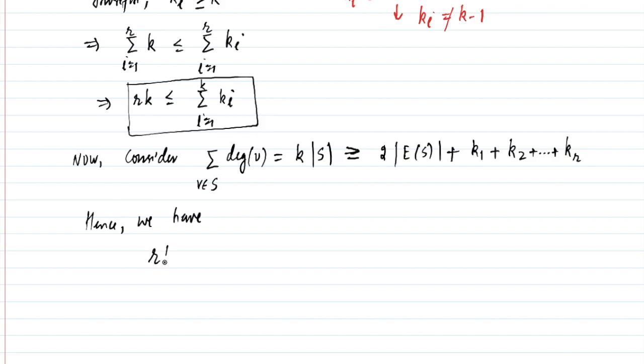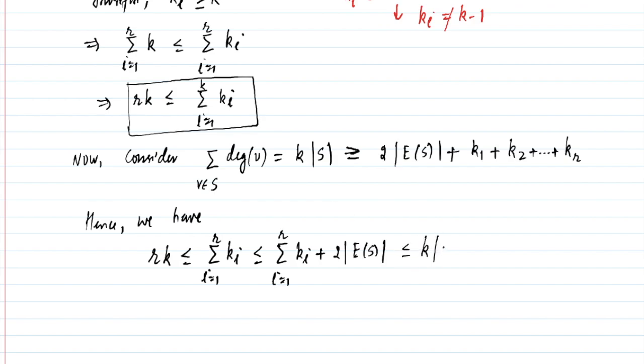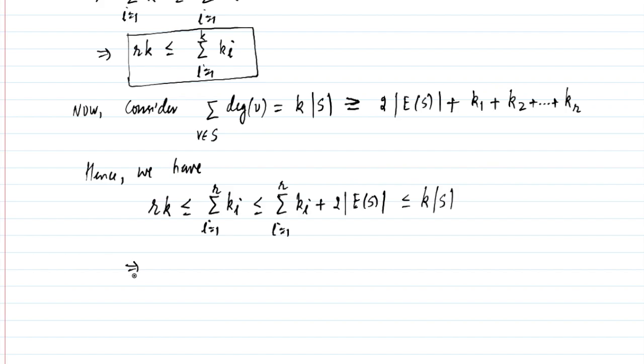So from this equation, let's consider this first. We have this rk, which is less than or equal to summation i from 1 to r of ki. But this is itself less than or equal to summation i from 1 to r of ki plus some quantity, and that quantity we shall use here is twice the number of edges within S. But now this quantity is less than or equal to k times the order of S. So from this inequality we obtain r times k is less than or equal to k times the order of S. Now cancelling k on both sides, this implies r is less than or equal to the order of S.